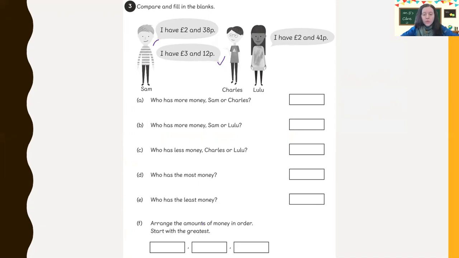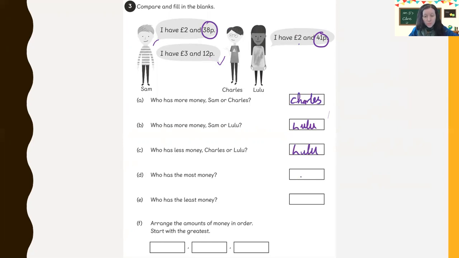Okay, so who has more money, Sam or Charles? Sam has £2.38. Charles has £3.12. Who has more? I'm hoping you said Charles. B, who has more money, Sam or Lulu? So Sam has £2.38. Lulu has £2.41. Looking at those pennies, who has more pennies? What's bigger, 41 or 38? 41, so Lulu. Who has less money, Charles or Lulu? So Charles has £3.12, Lulu has £2.41, so Lulu has less because £2 is less than £3.